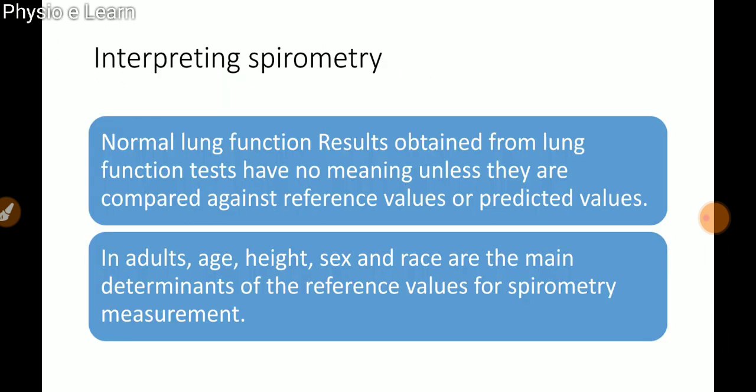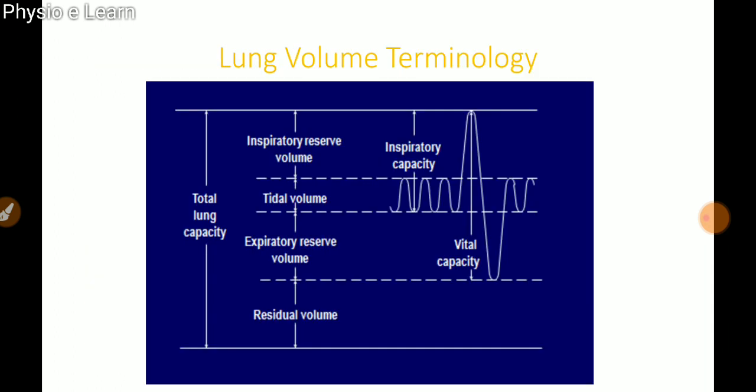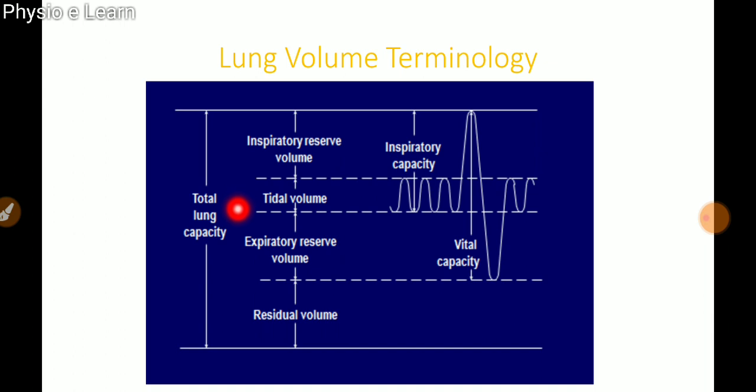Also, the expiratory reserve volume plus the residual volume makes the functional residual capacity. This you should also remember: what is the functional residual capacity? It is the residual volume plus the expiratory reserve volume. And the entire thing, from the inspiratory reserve volume to tidal volume, expiratory reserve volume and residual volume, is the total lung capacity. So you should remember these basic terminologies.